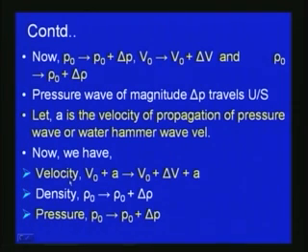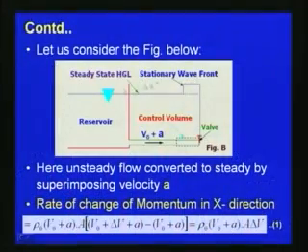So, we can write the velocity V 0 as V 0 plus A, and then V 0 plus delta V plus A, that is after the valve closure changes. The density is rho 0 to rho 0 plus delta rho, and the pressure is P 0 to P 0 plus delta P. So, what we do here: it is a transient phenomenon, that means the wave goes and comes back, and we transform it into a steady state phenomenon by adding this water hammer velocity to the velocity, as in this slide.